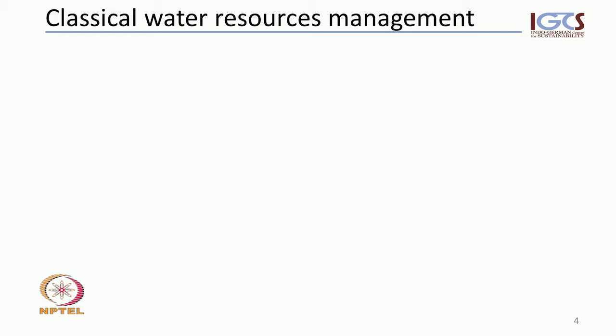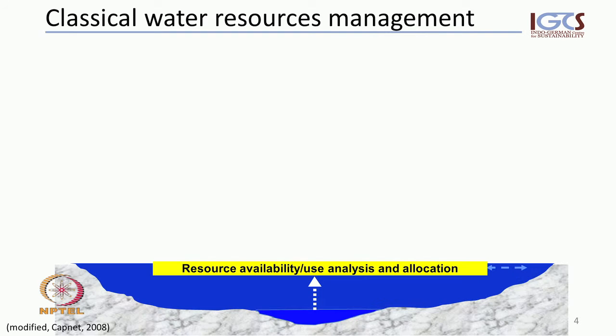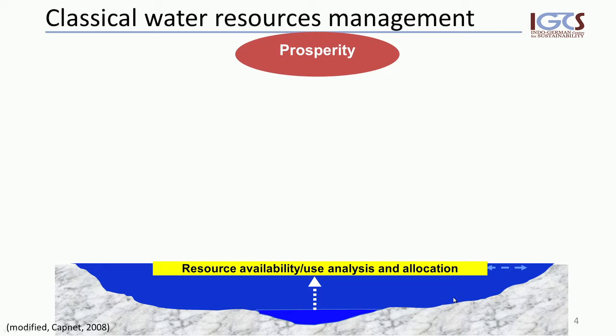Let's first look into the classical water resources management. We usually departed from a water resource, of some water body, a river, a lake, some groundwater reservoir, and conduct a resources availability or resources use analysis and allocation, and we deliver a service to the users. And the overall goal of this is to achieve prosperity, to achieve well-being and socioeconomic development.